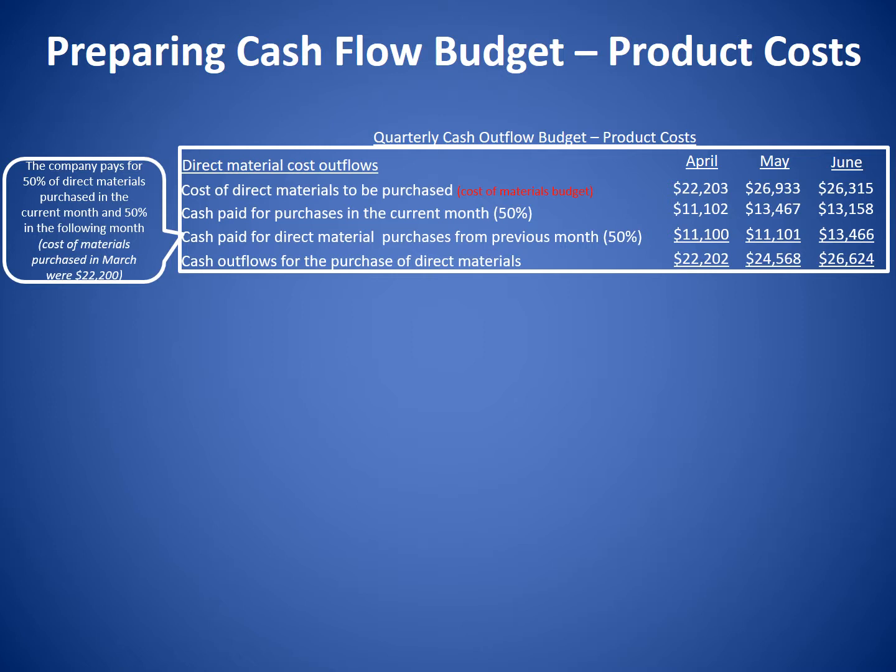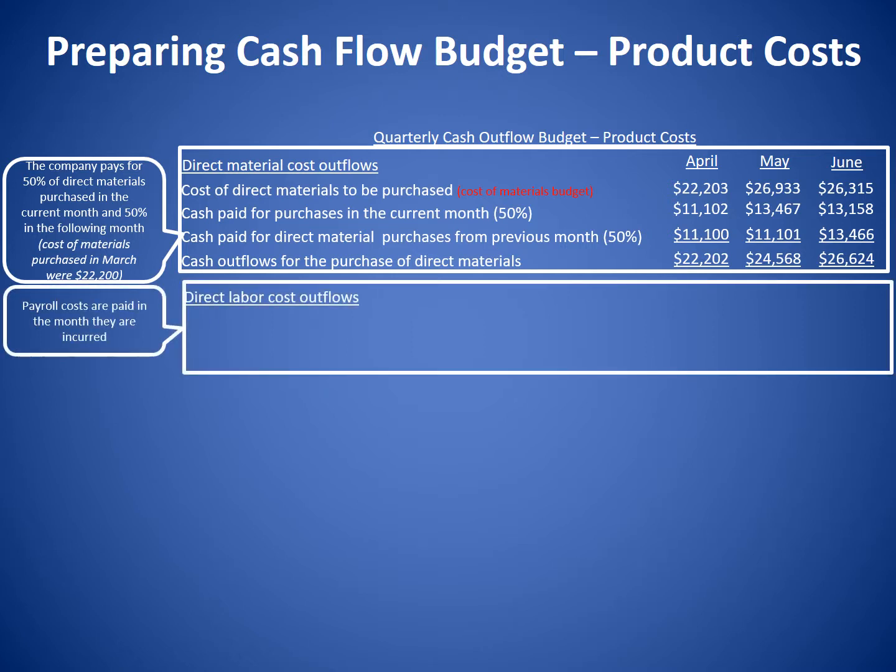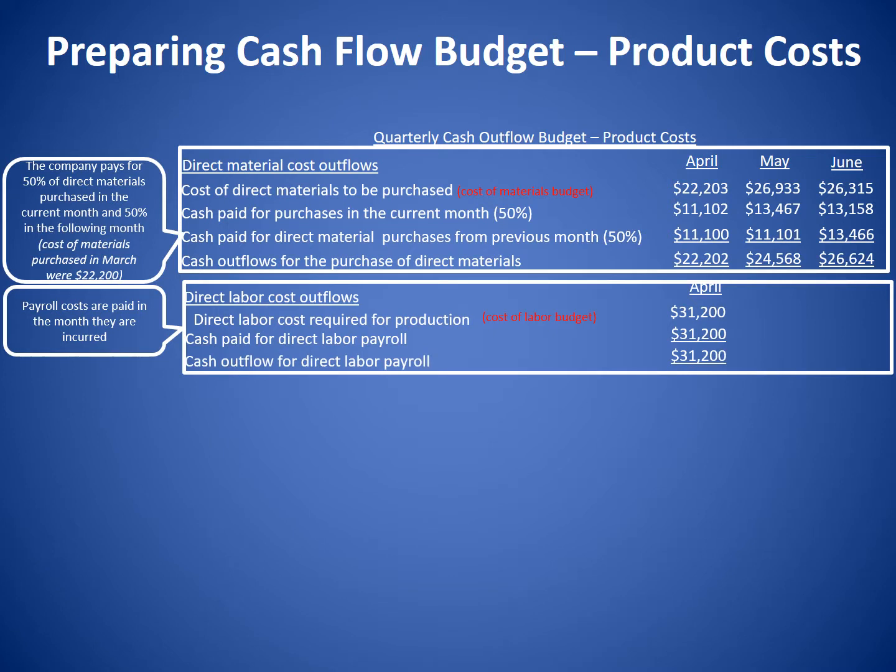Now, instead of direct material cost, we're going to do direct labor cost outflows. And payroll costs are paid in the month that they're incurred. So if we take a look at the direct labor costs required for production, and again, this comes from our direct labor production schedule, that amounts to $31,200 for April. We say we pay all of that within the month that they're incurred. So the cash paid for our direct labor payroll in April is the $31,200. So the cash outflow for direct payroll is $31,200.